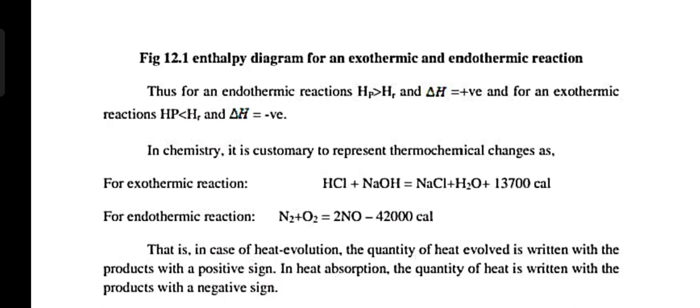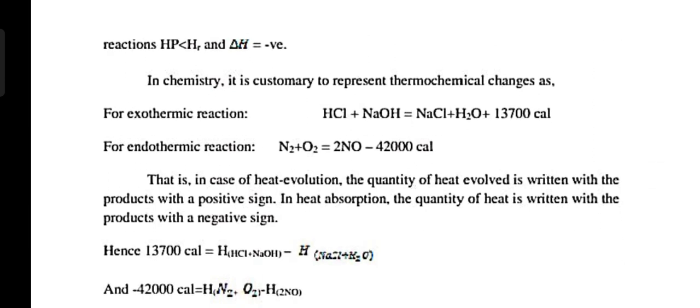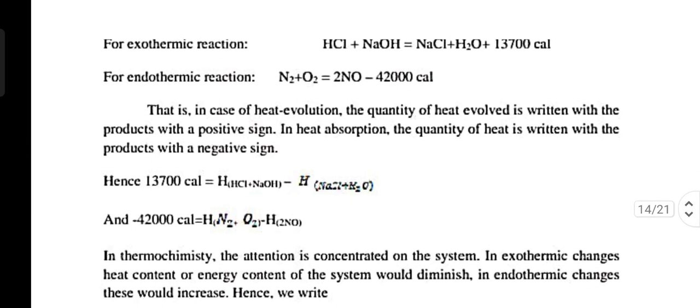In chemistry, it is customary to represent thermochemical change as, for an exothermic reaction, HCl plus NaOH give NaCl plus water plus 13,700 calorie. For an endothermic reaction, N2 plus O2 give 2NO minus 42,000 calorie. That is, in case of heat evolution, the quantity of heat evolved is written with the product with a positive sign. In heat absorbed, the quantity of heat is written with the product with a negative sign.